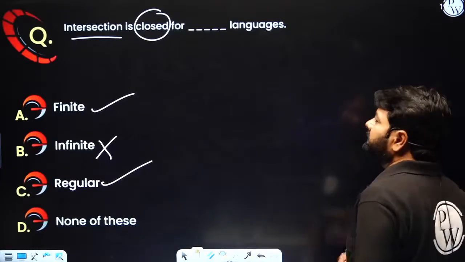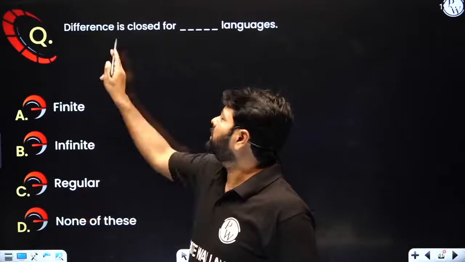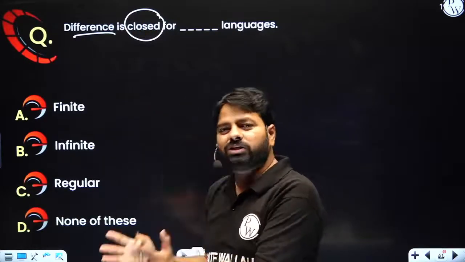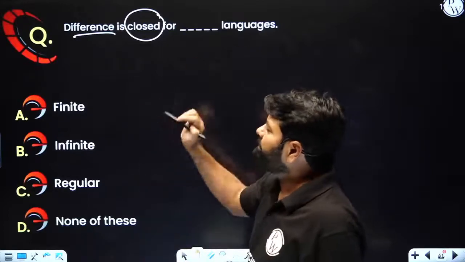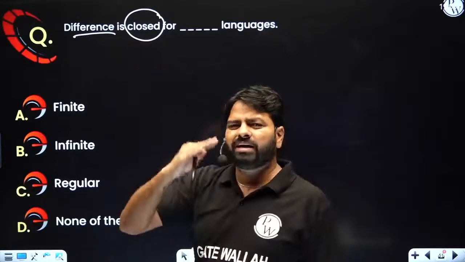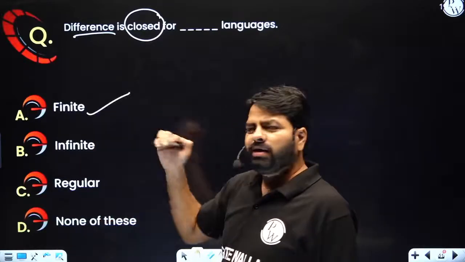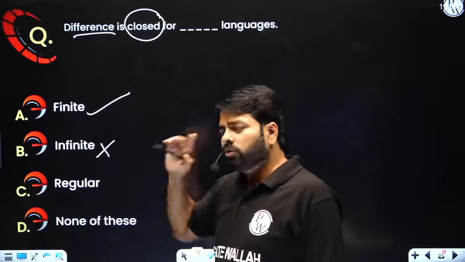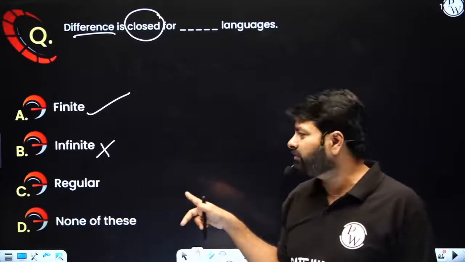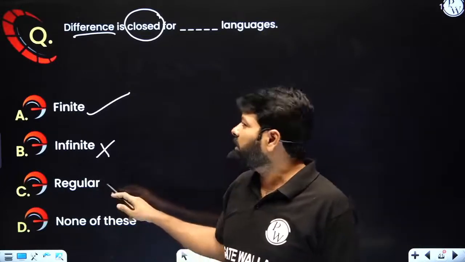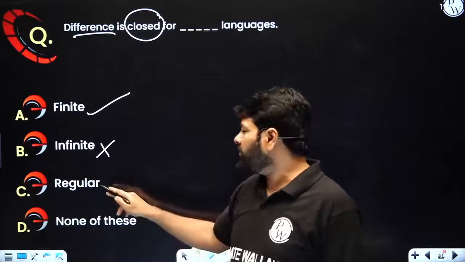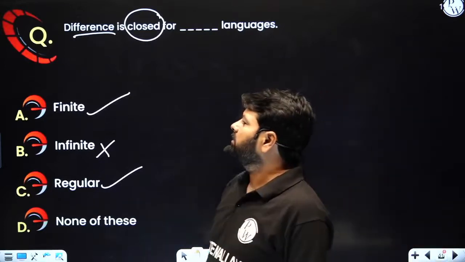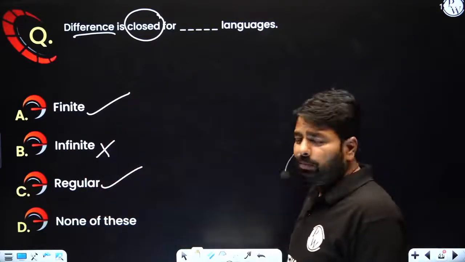Next, difference is closed. You should read carefully, because sometimes they ask which are not closed, and then you should think about which are not closed. Difference is closed: finite minus finite, is it always finite? Yes, so closed. Infinite minus infinite need not be infinite, not closed. So go back and look at the examples that we have taken and conclude this. Regular set difference regular is obviously regular, we have the proof too. So finite and regular domains are closed under the difference operation.